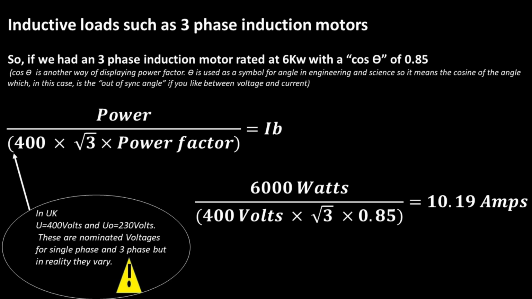Okay, so let's just go over the example and put in the differences between the single phase and the three phase. So let's say we've got a three phase induction motor rated at 6 kilowatts. It'd be 6,000 watts divided by 400 volts times root 3 times the 0.85 power factor. And that gives us 10.19 amps.